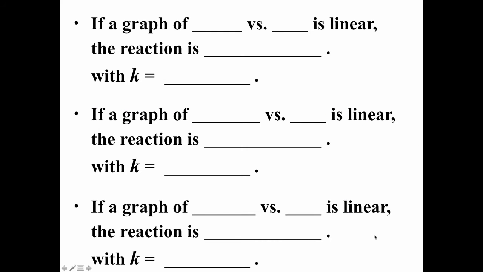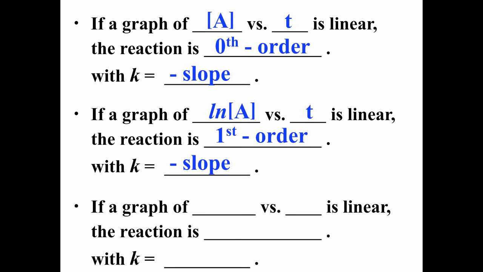Now, what you're going to need to be able to do is go through this process, and here's a summary. If we graph concentration of A versus time and we get a straight line, that means we have a 0th order reaction, and the value of k is the negative of the slope. If that's not linear, then we can try graphing the natural log of A versus time, and if that one turns out to be linear, we have a first order reaction, and the slope of that straight line will equal the negative of the k value.